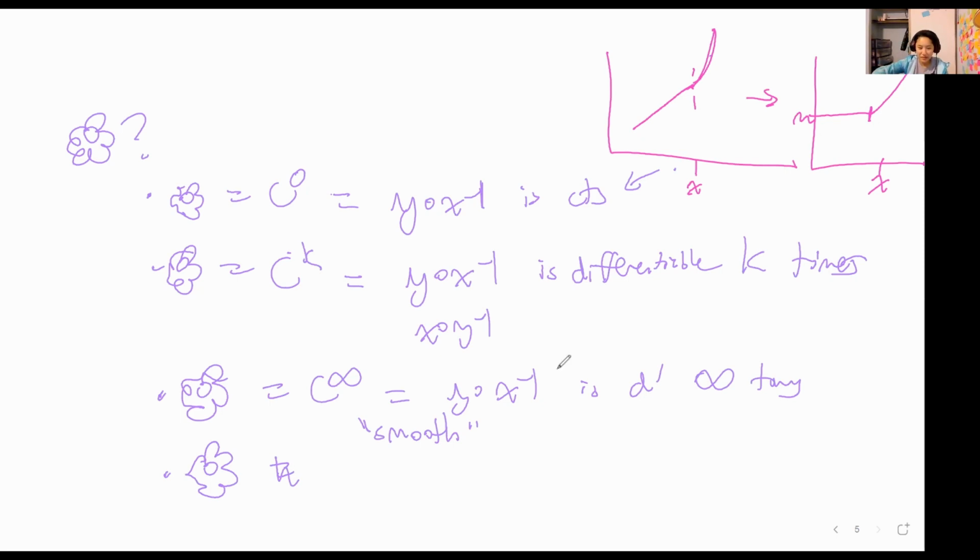Oh yes. Okay. So it was like C omega, right? C omega equals the transition maps, like the y after x inverse, is analytic. I don't know. Do you know what that means?